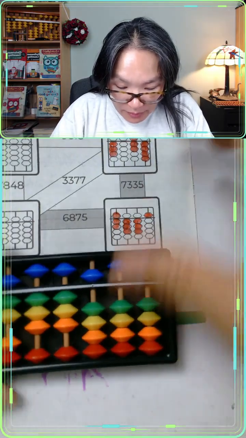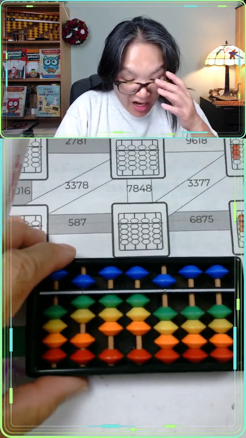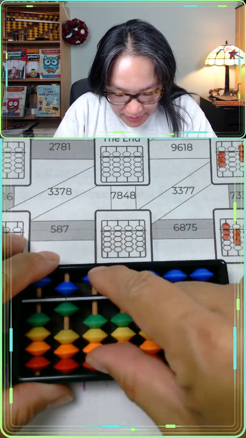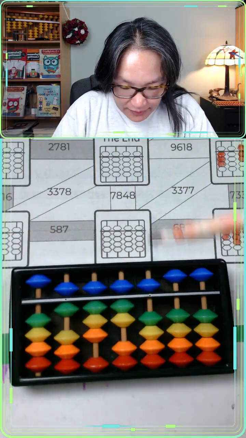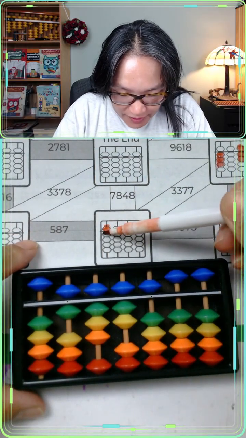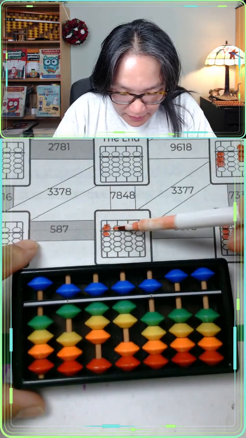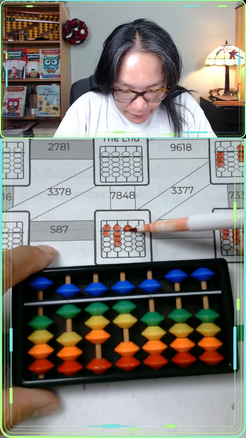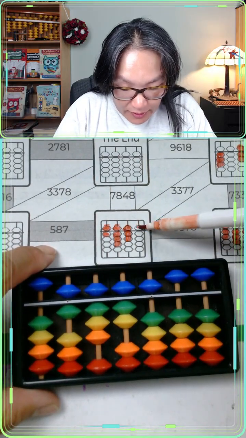So we have 5, 6, and 7. And then our next number is 6,875. So we do this number right here. When I color it in, I do 6, 5, 6. We do 8, 5, 6, 7, 8. We have 7, 5, 6, 7. And then we do 5.